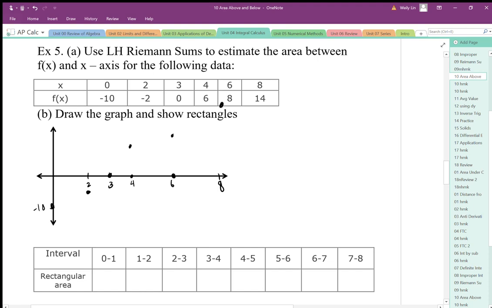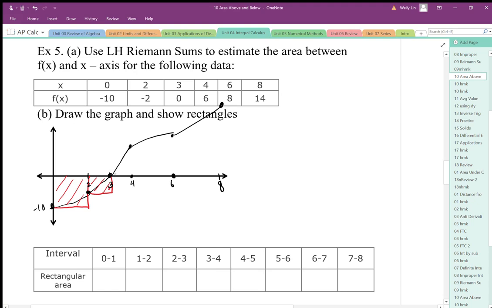Okay, so this is my graph. If I were to sketch this here, my graph looks kind of like this. It follows this kind of pattern. Okay, I want to use the left-hand Riemann sum to calculate this area. So left-hand Riemann sum, I'm going to draw in my left-hand Riemann sums here. Those areas are below the x-axis.